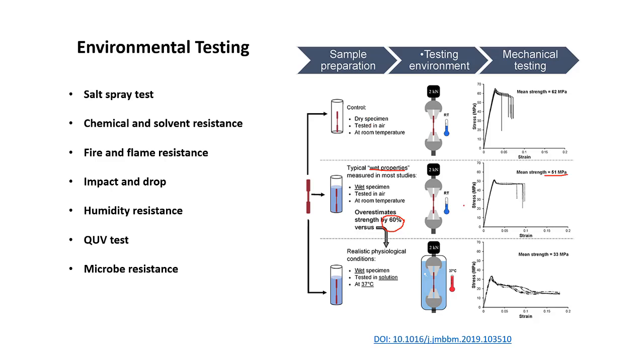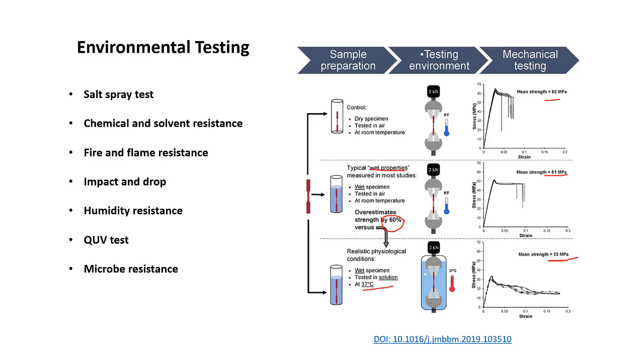And then in the realistic situation we have a solution, and it is tested not at room temperature but at 37 degrees Celsius. So again the strength was reduced. From 62 MPa we have come to 33 megapascal. So it's around 50% decrease in the strength of the material. That's why it is very important to check the environmental condition before reporting it, so that we can predict the behavior of the material at a particular condition.